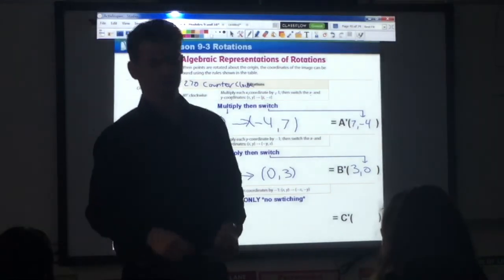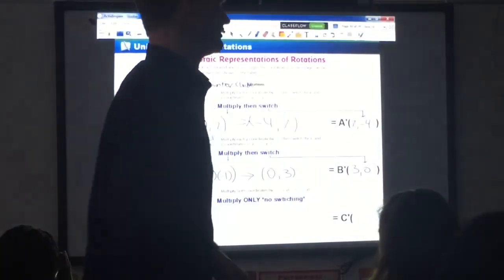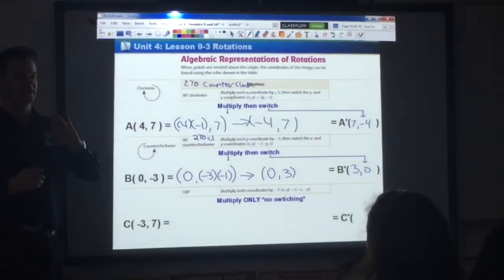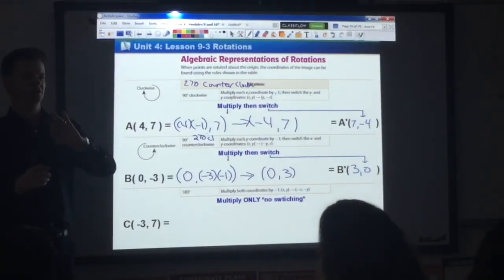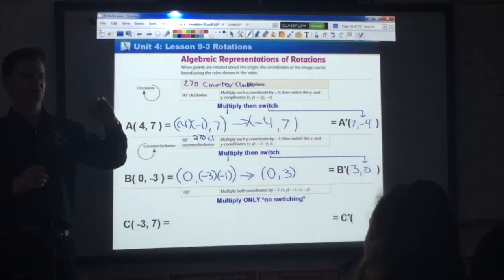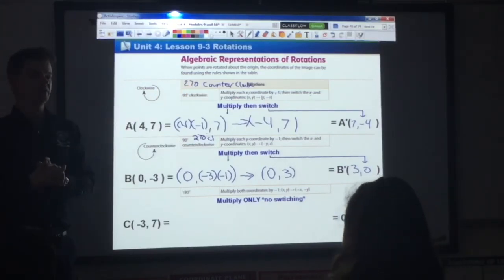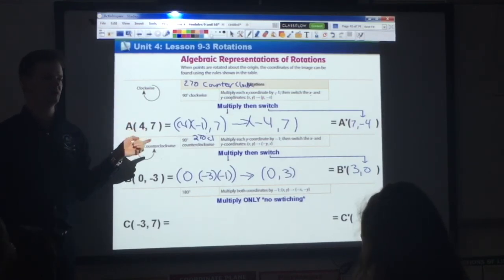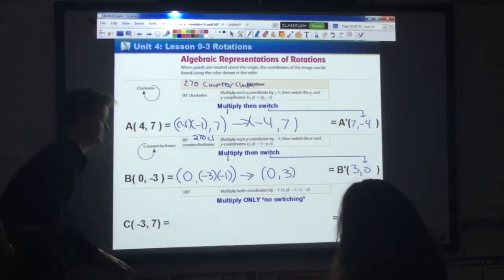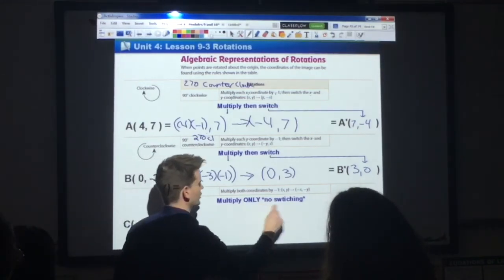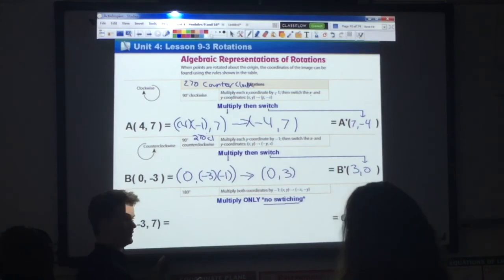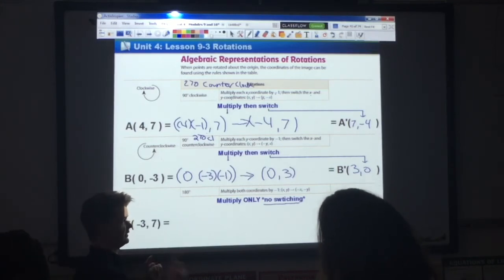If we're doing 180 degrees, remember that 180 degree rotation is the exact same thing as a what? Reflection over the origin. So in this case, you're simply multiplying the x and the y. Are you going to flip them? No, you're not. Did we flip them when we did the reflection? No, we did not. So this is the only time that you're not switching. When you go across the origin, or you do 180 degrees, you're just multiplying both coordinates by -1. You do not flip them around.